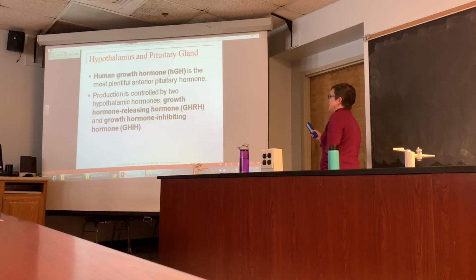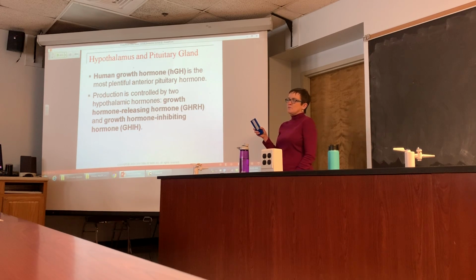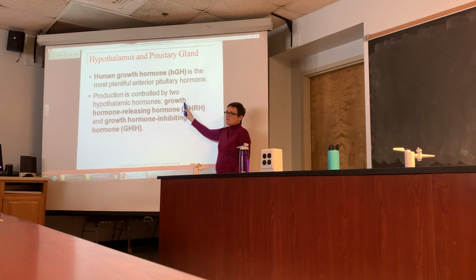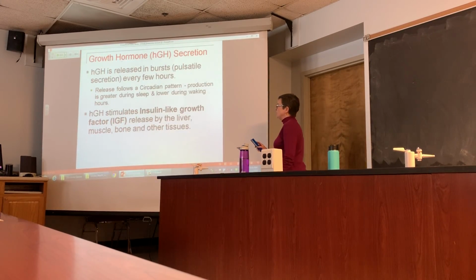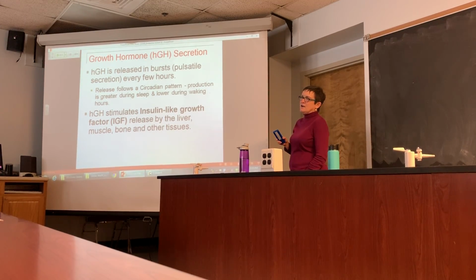But anyway, there are two hormones from the hypothalamus that control human growth hormone production from the anterior pituitary: growth hormone releasing hormone and growth hormone inhibitory hormone, and we'll look at the negative feedback in a minute. Human growth hormone, the little h stands for human, because there are other growth hormones in other animals.